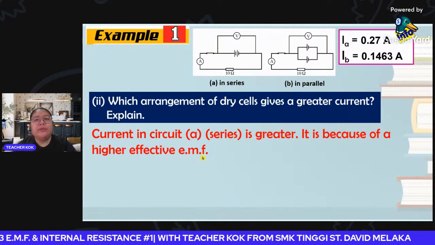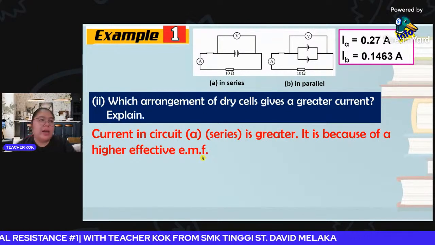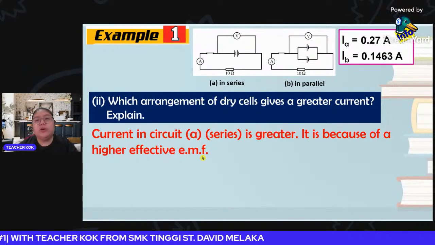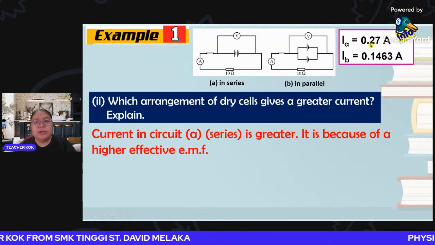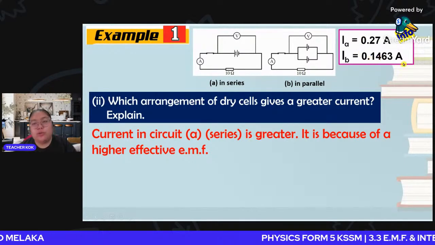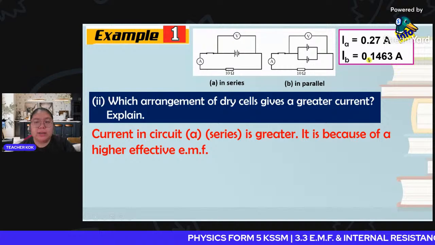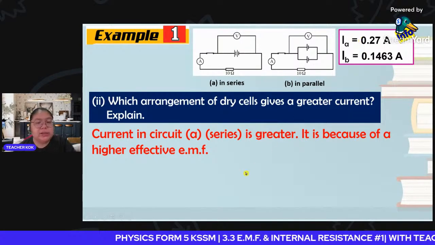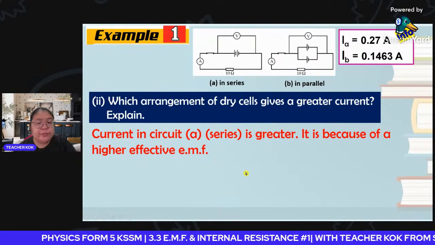So from here, if we never did any calculation, maybe we would guess the wrong answer. When I show the calculation, the first one is 0.27, the other one is 0.1463. So we get it. The answer should be the first one, series. They will give more of the current.